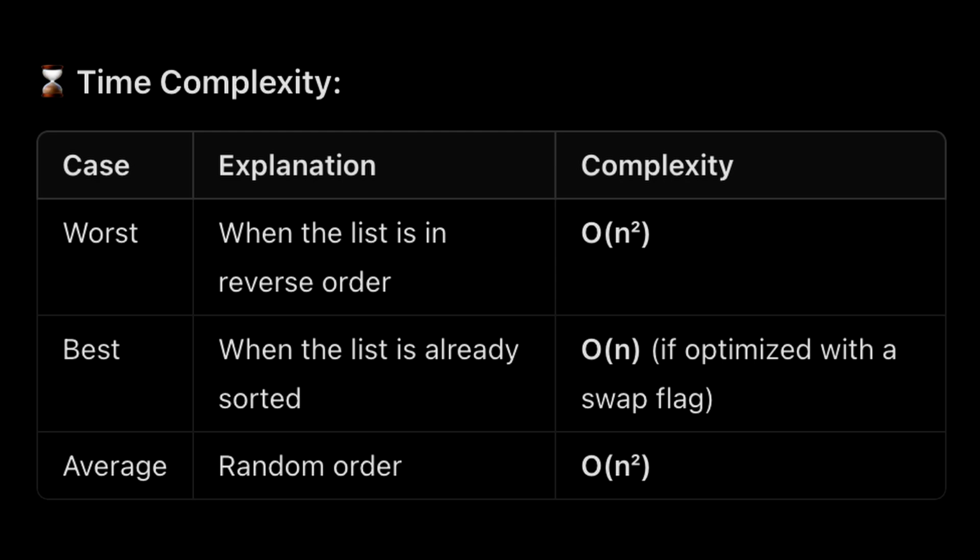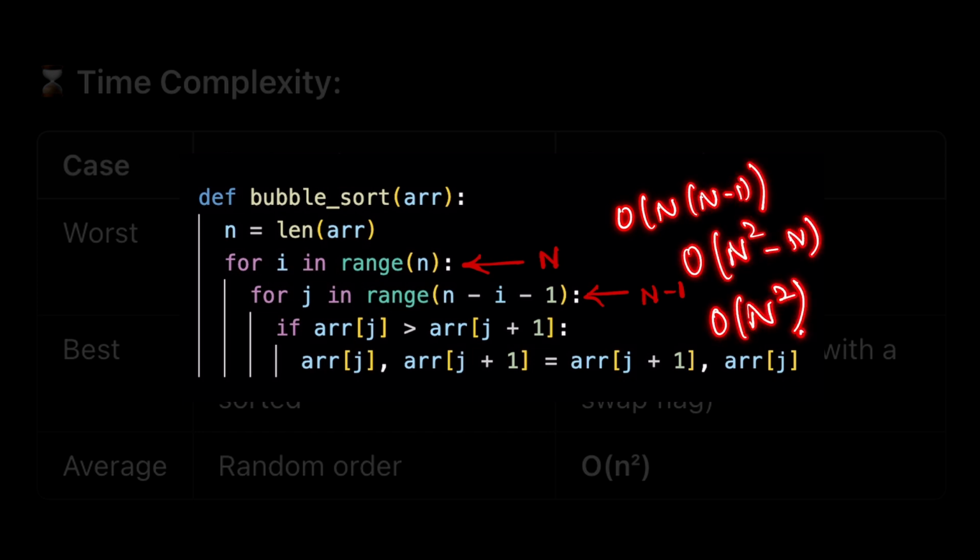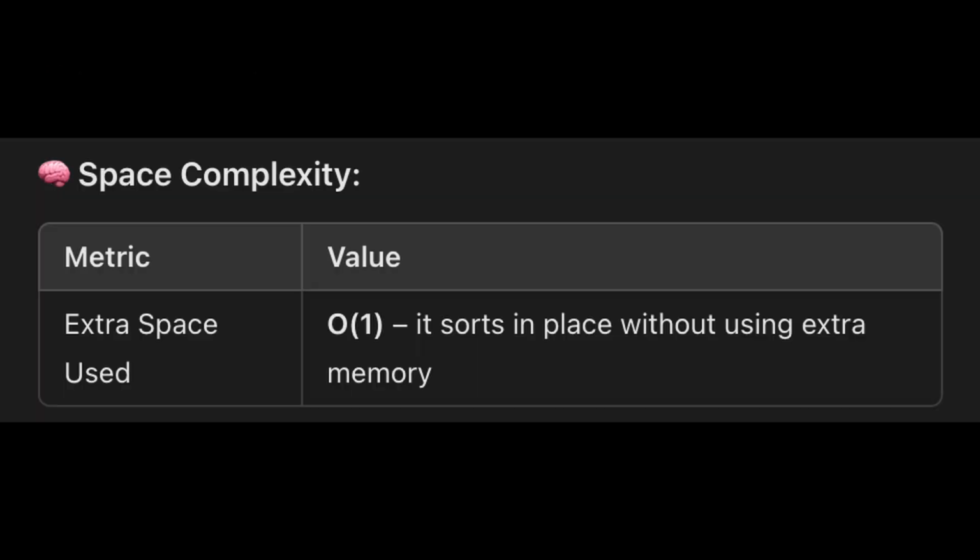Time and space complexity. Now let's talk about how efficient bubble sort is. Worst case scenario, when the list is in reverse order, O of n squared. Best case scenario, when the list is already sorted, O of n. Average case scenario, when the list is in random order, O of n squared. There are n passes, and each pass compares up to n minus 1 elements. That's n times n minus 1 comparisons, which is why it's big O of n squared. Space complexity is big O of 1, since sorting happened in place without using extra memory.